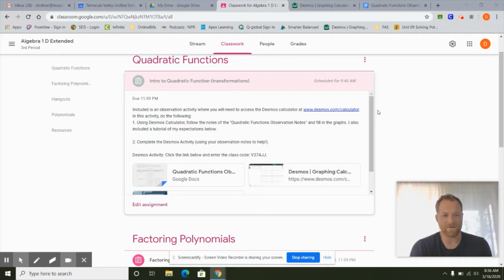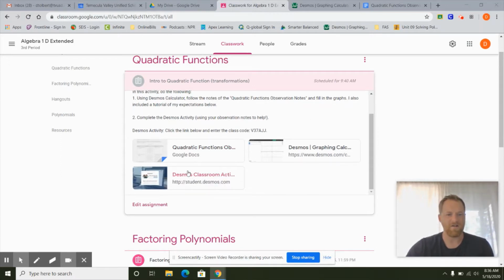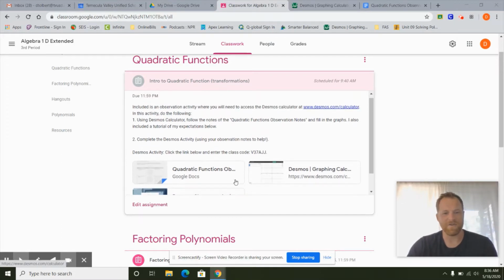So with quadratic functions, I just want you to explore what a quadratic function looks like on a graph. And so we are going to be using our observation journal that's been tweaked to match quadratics. And we're going to be using the Desmos graphing calculator, which I have a link right here for you, as well as your final activity, the Desmos classroom activity, where you use the information in the observation journal to help you complete the tasks.